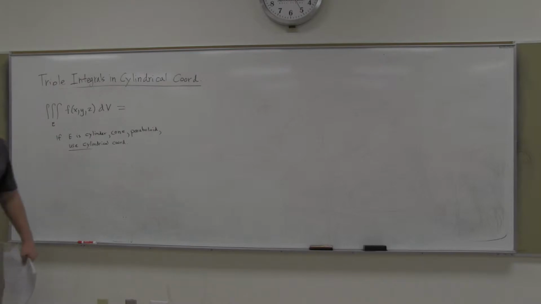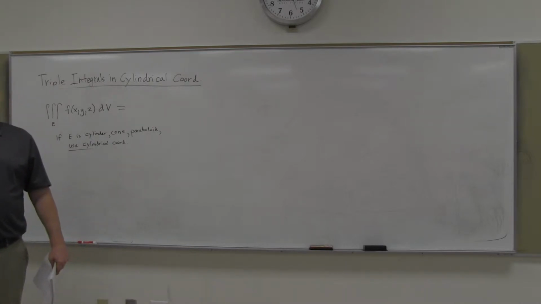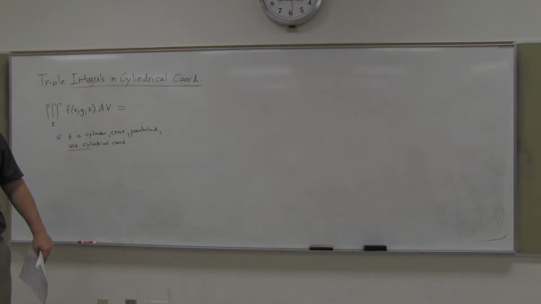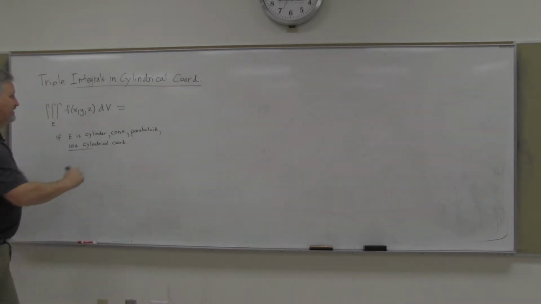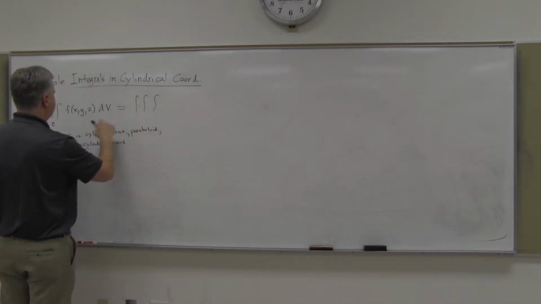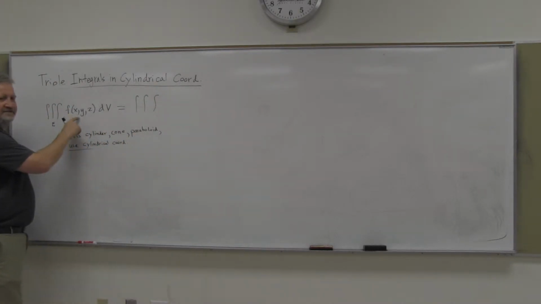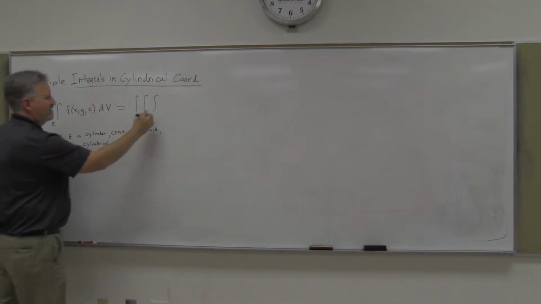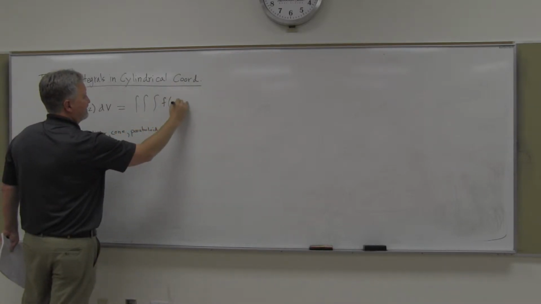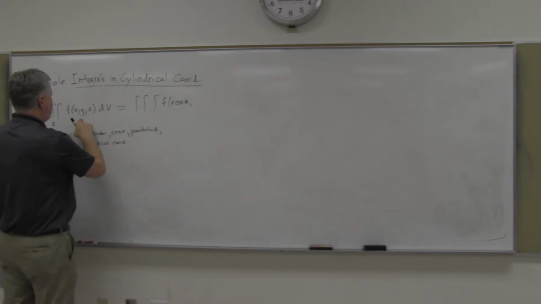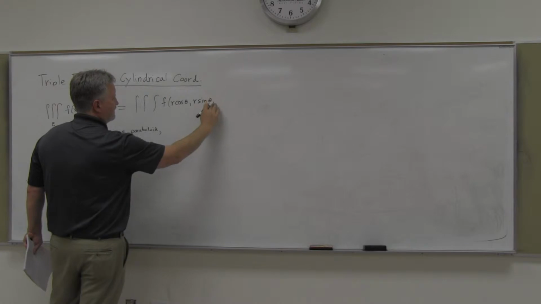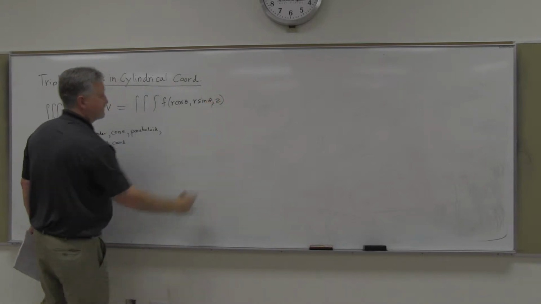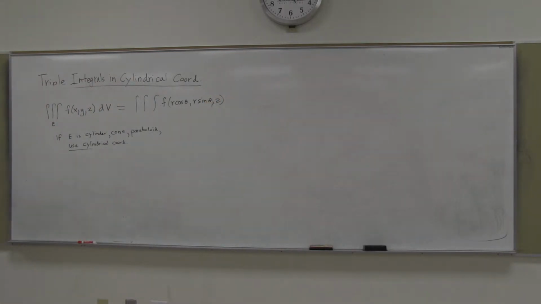Well, converting to cylindrical is much like converting from rectangular to polar in a double integral, right? So first of all, I would want to change f(x,y,z) to f. So x is r cosine theta, y is r sine theta, and z is z. So that's going to get that part taken care of.